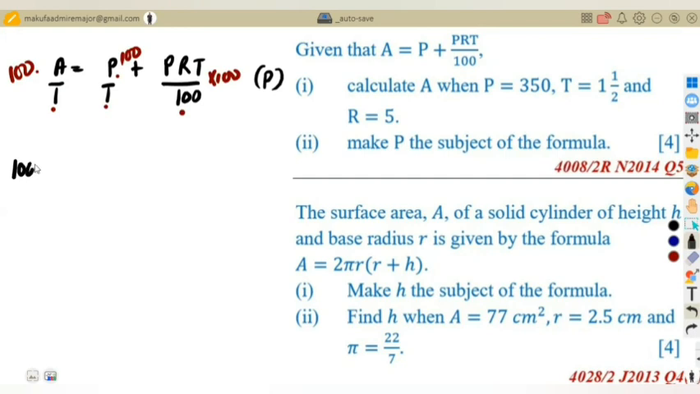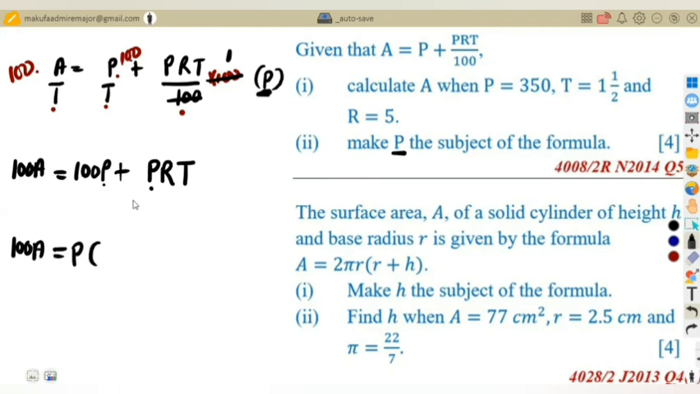So that is going to be 100A is equal to 100P plus, the 100 and the 100 cancels, that's a 1. 1 times PRT, we are going to obtain PRT. Since we are to make P the subject, we have got P here, we've got P here. We are going to factor out the P, which is our common term. 100P divided by P, we remain with 100. PRT divided by P, this one cancels, we remain with RT.